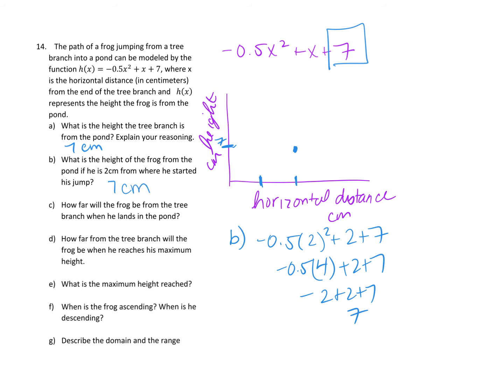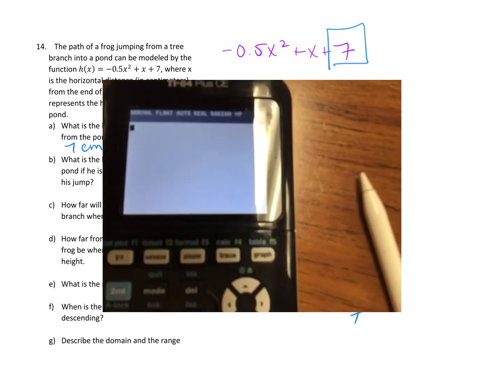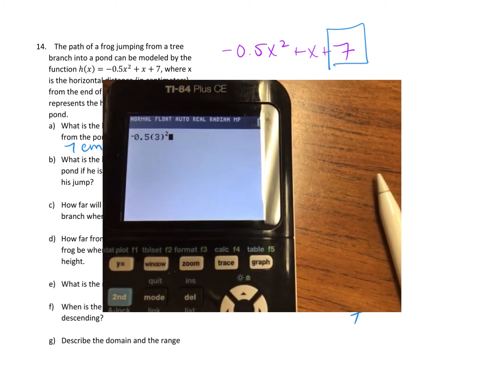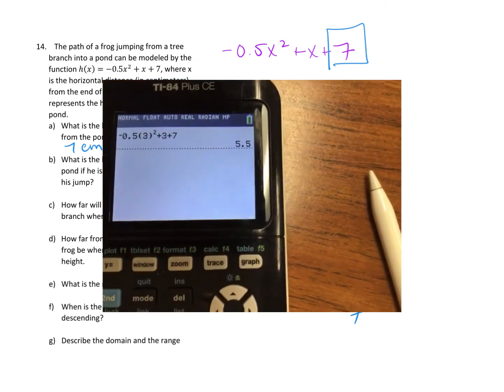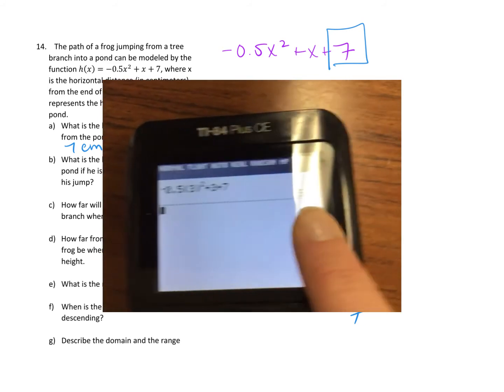How far will the frog be from the tree? Well, I can see from the way this is drawn that 2 centimeters is after the vertex because he was going up first. A jump always increases first and then decreases. So I need to use some guess and check. Okay, so our equation, negative 0.5 times 3 squared plus 3 plus 7 gives us 5.5. So he's still above the pond. Being at the pond, we would get a 0.